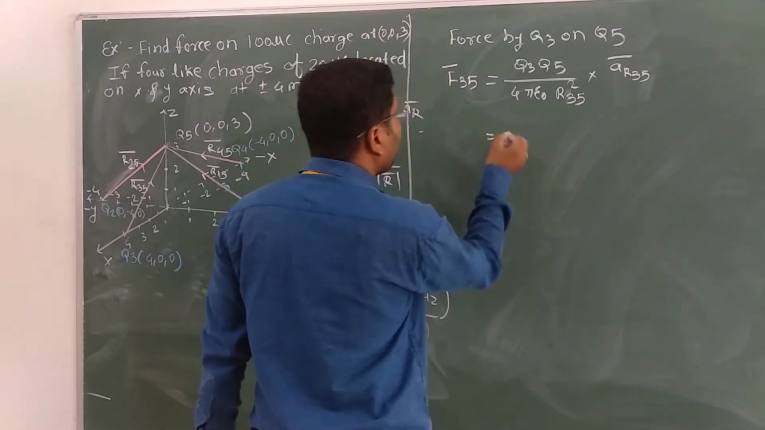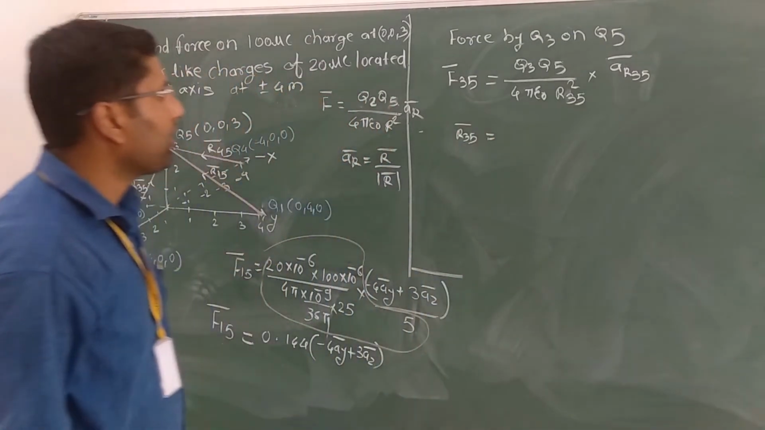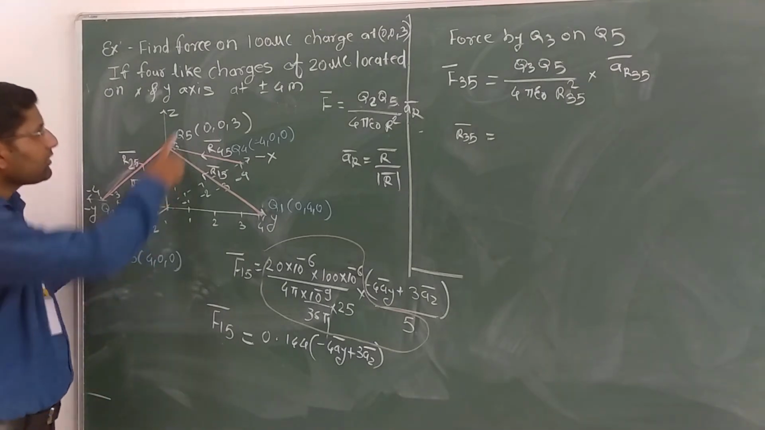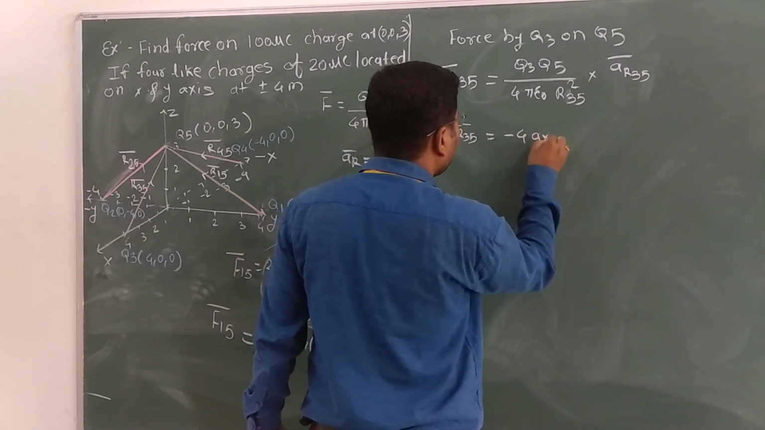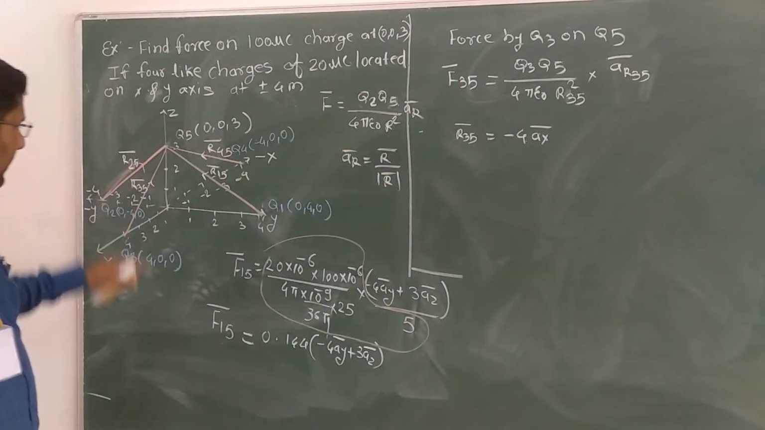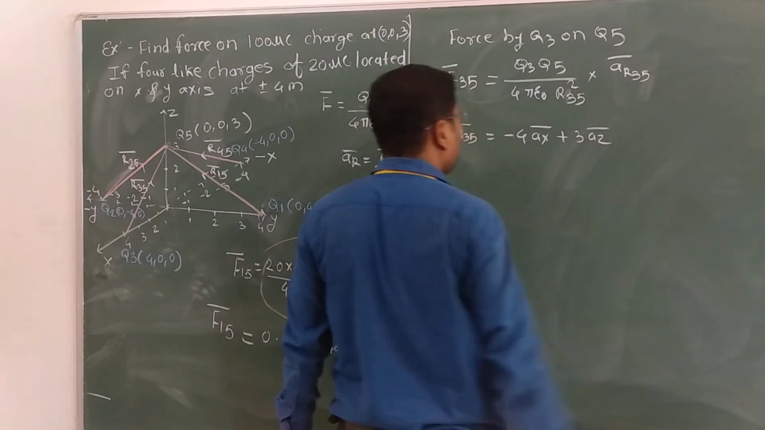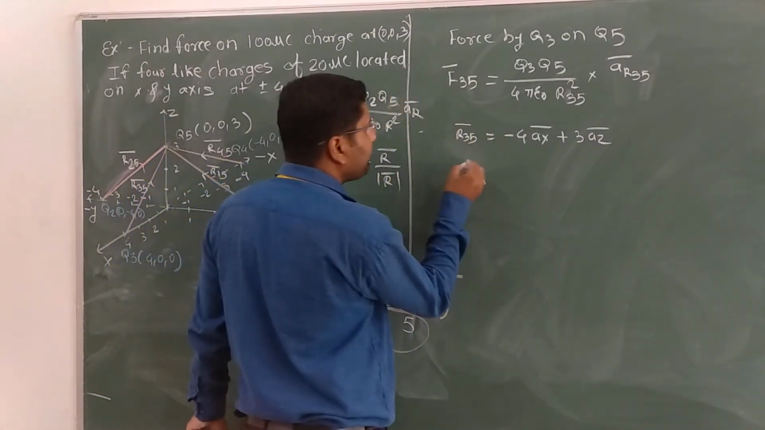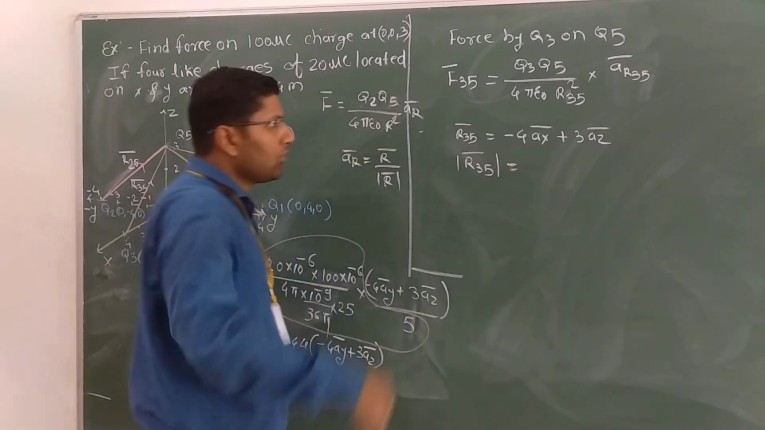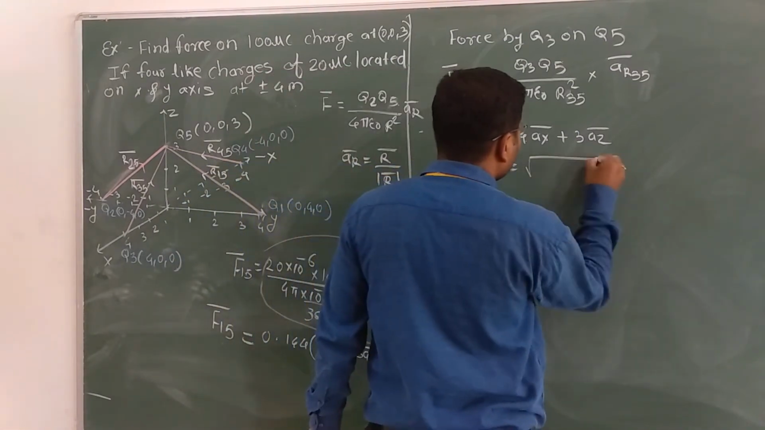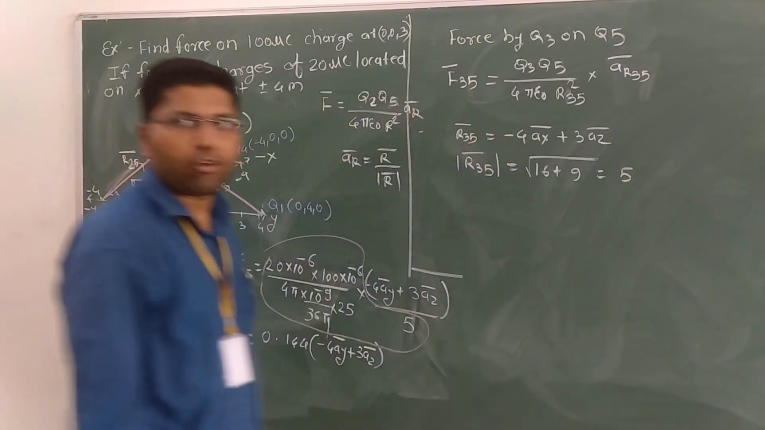Now one by one we will calculate R35 bar. How to calculate R35 bar? Final minus initial, so 0 minus 4x bar. Y component is 0. What about the z component? Plus 3az bar. Now we have to calculate the magnitude also. What is the magnitude? 16 plus 9 is 25, root of 25 is 5.